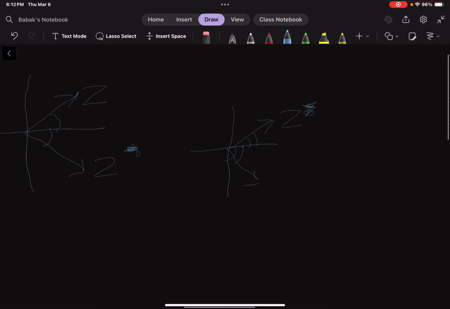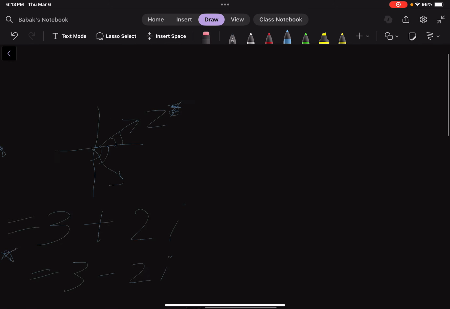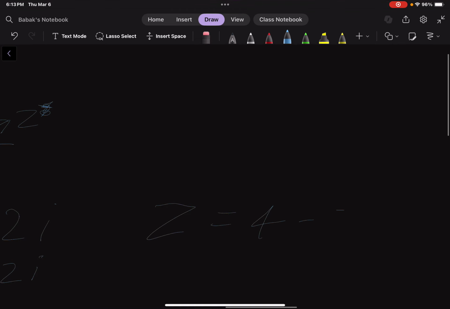In essence, this can be represented through a negation of the sign of the imaginary part of the complex number. So for example, if we have the number 3 plus 2i being equal to z, the conjugate of z would be equal to 3 minus 2i. Respectively, if we have z equal to 4 minus 5i, the conjugate of z becomes 4 plus 5i.